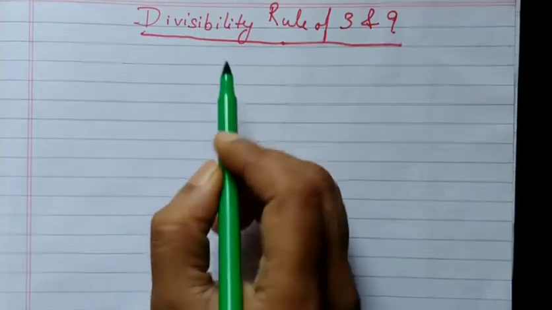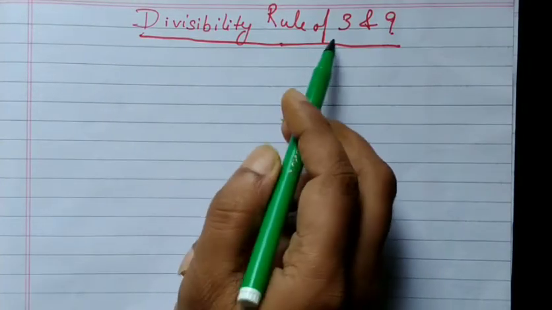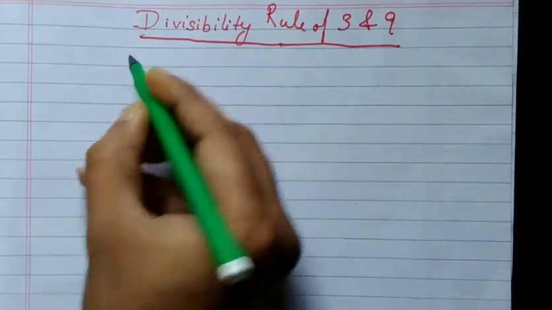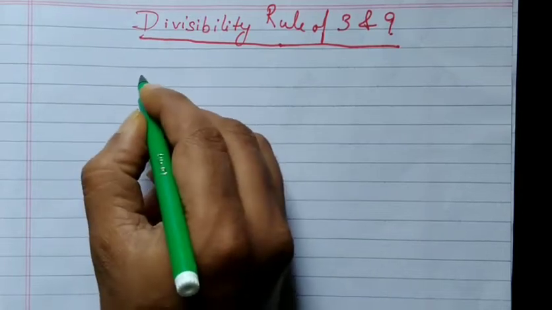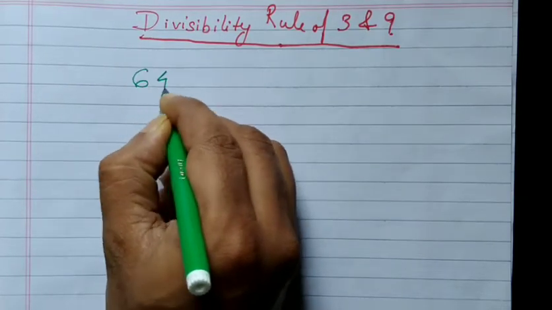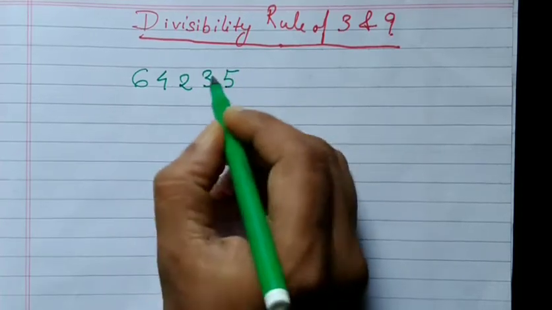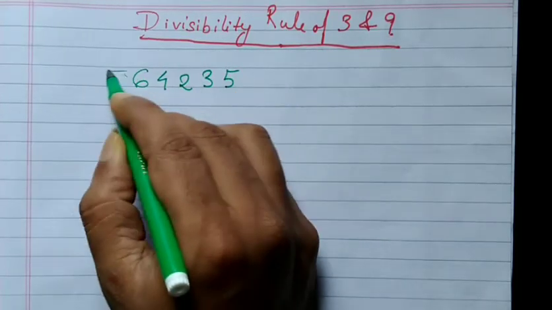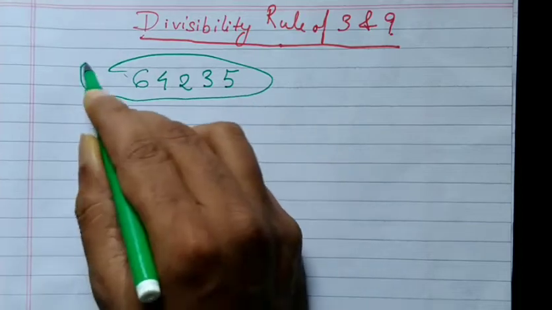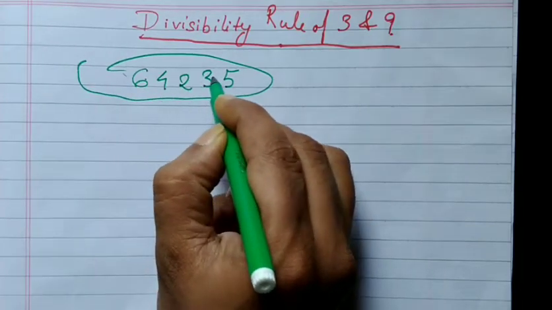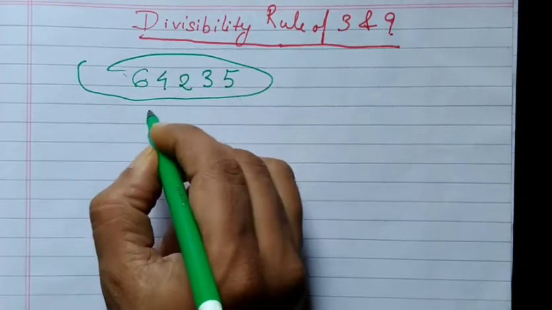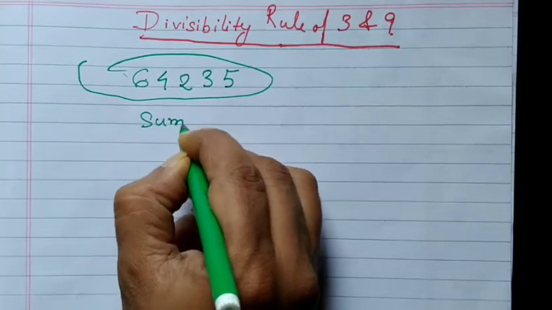So we are discussing the divisibility rules of 3 and 9. What does this rule say? Suppose you are given any number, say 64235. In this number you have 5 digits: 1, 2, 3, 4 and 5. The rule says you have to find the sum of the digits.